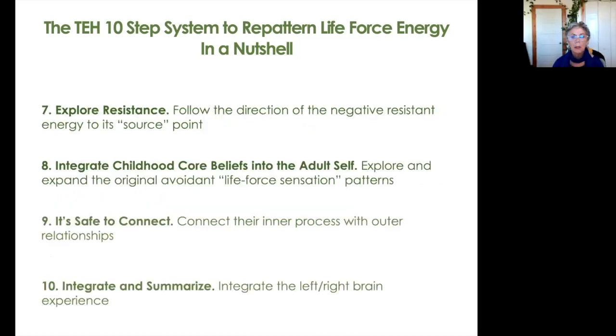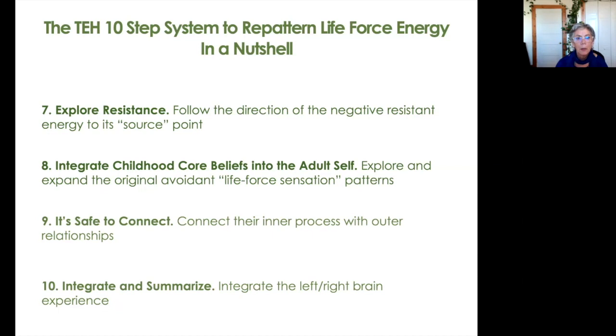Step 7 is there's a natural resistance that shows up in every session when we get close to the root cause of a trauma. So often we feel like, okay, that's enough. I don't want to go any further. I'm not taking a look at that. It's too ugly. It's too nasty. It's too dirty. I'm not going there. And this is the real juncture that's so important in the therapeutic healing process, where we have to follow the direction of that negative resistance to its source point, because that's where the gem, the golden healing happens. Step 8 is to integrate childhood core beliefs into the adult self.